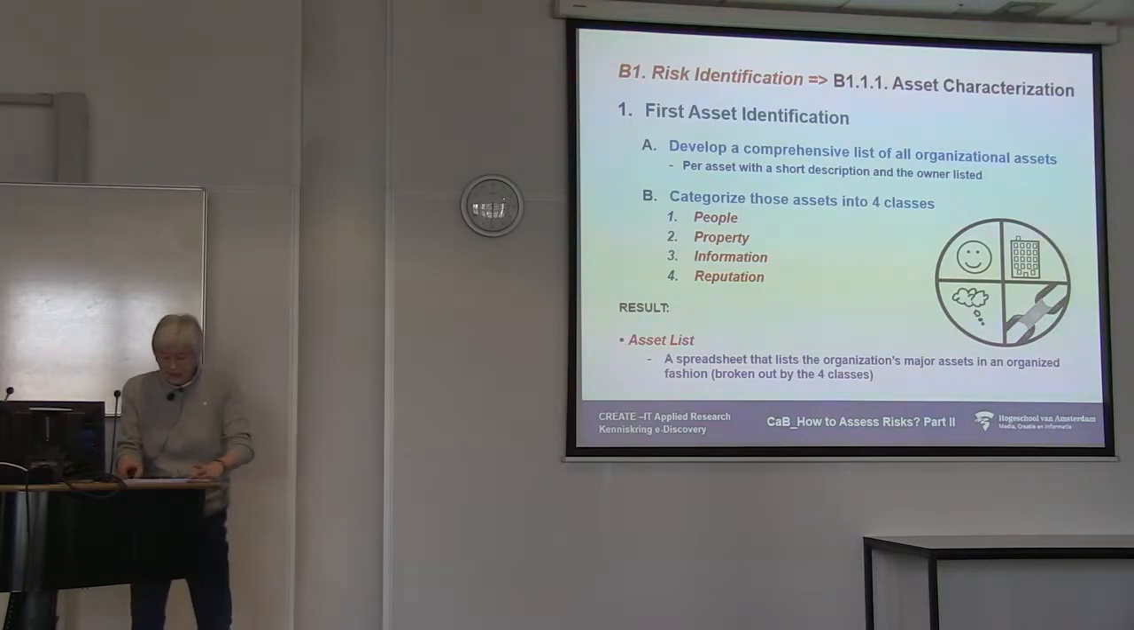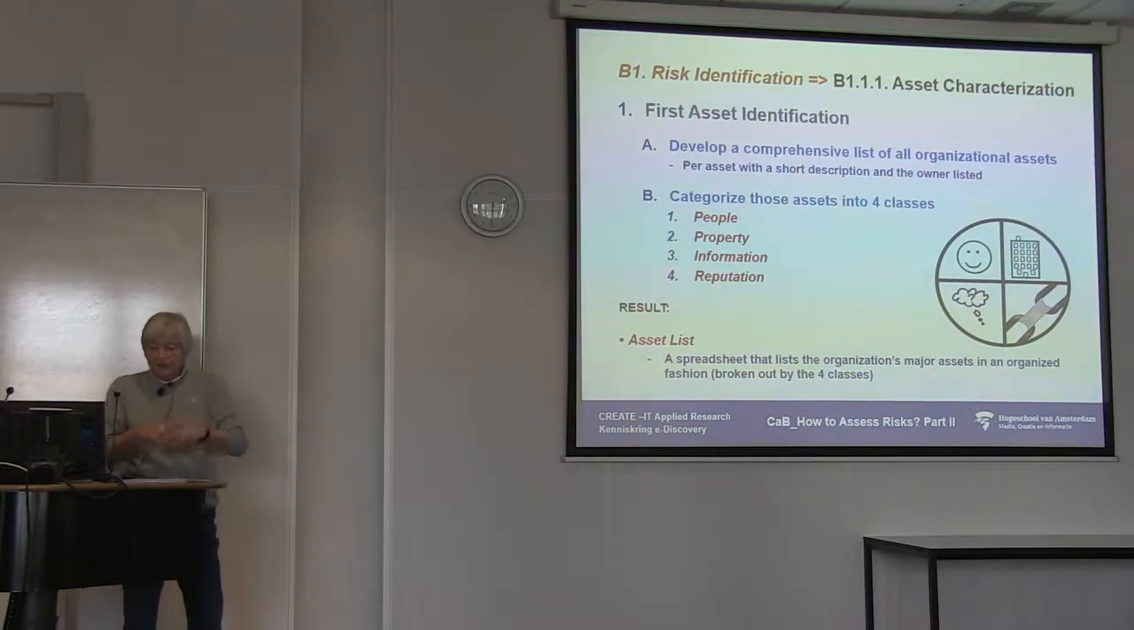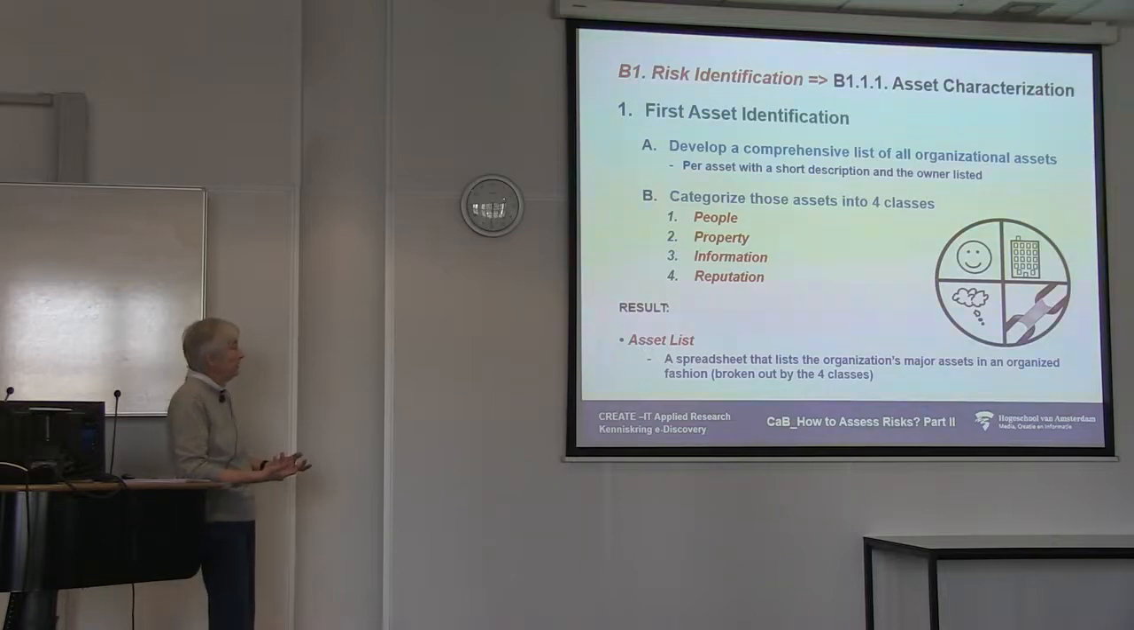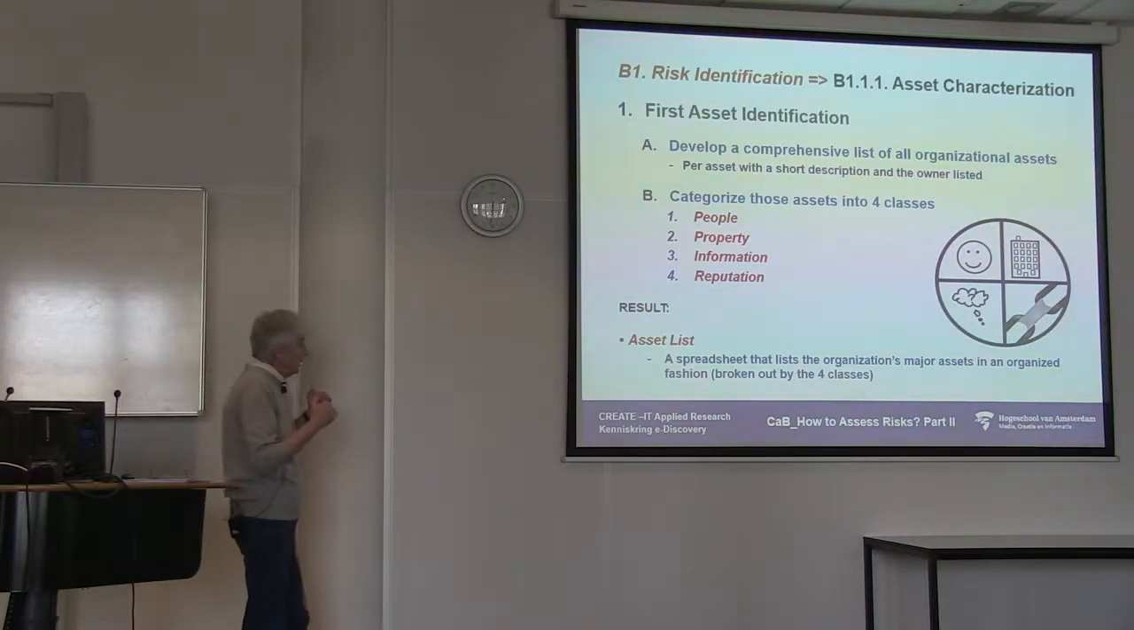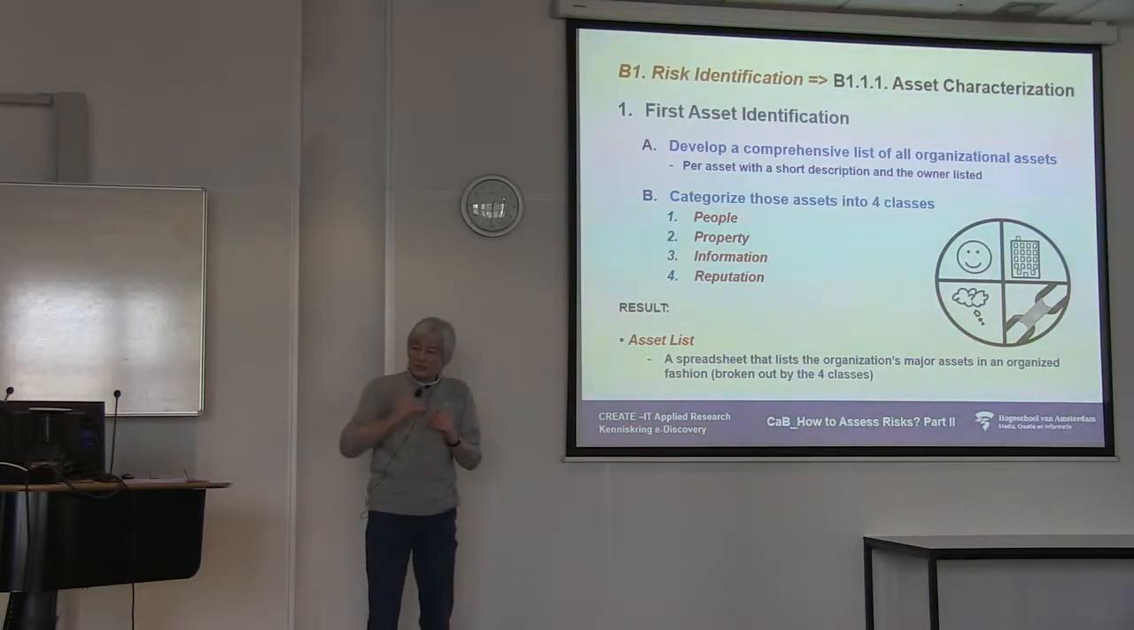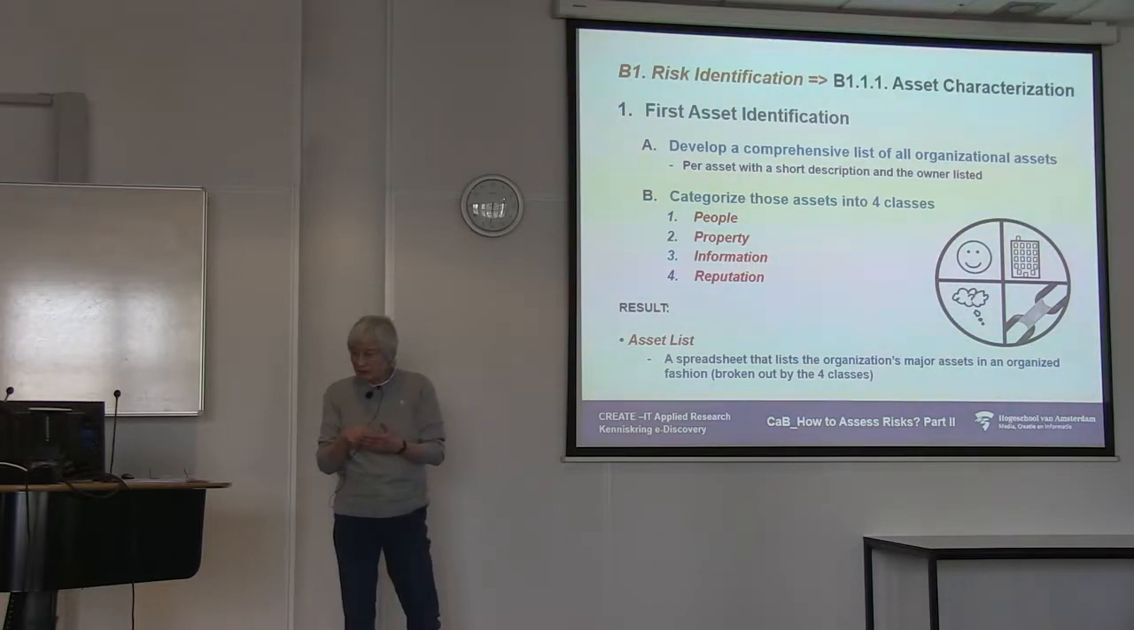Asset characterization is the first step in B1, because it's about assets and it's the first step, it's B1.1. We start with the asset identification. What you have to do in a risk assessment is simply make a list of all the assets in an organization. Well, you are not going to write down even the paper clips. So try to concentrate on the major assets.